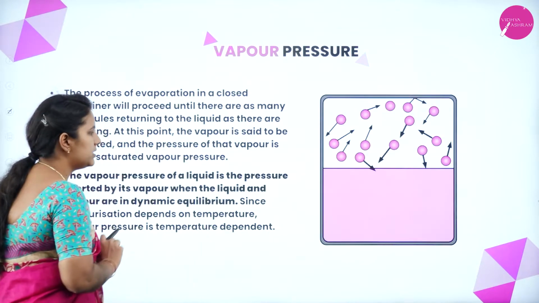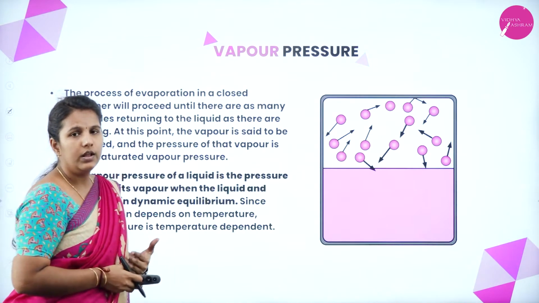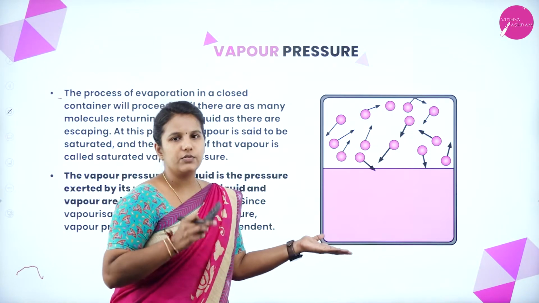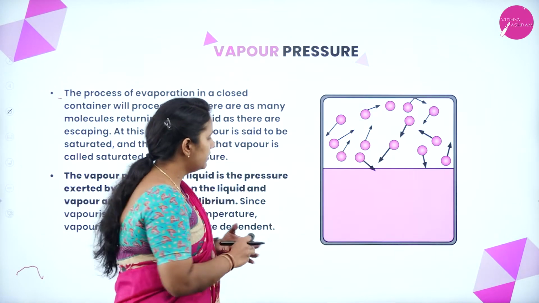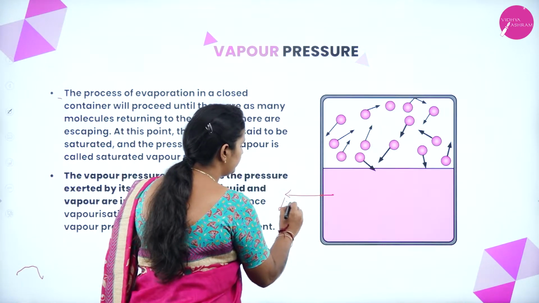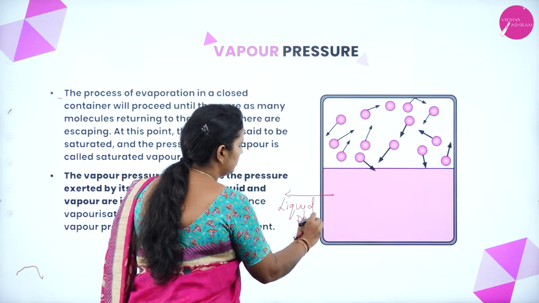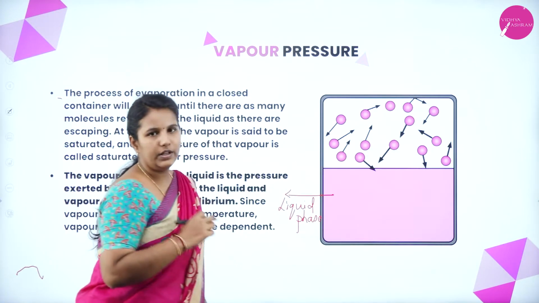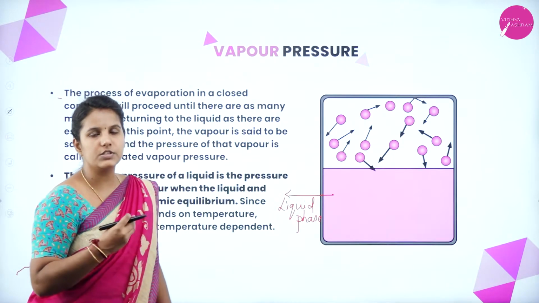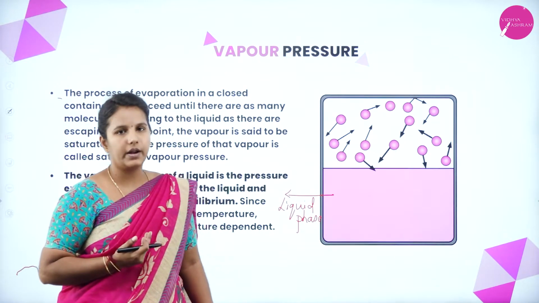To understand this concept, we will first take an example of a liquid. Especially with volatile liquids, imagine this is a liquid in the liquid phase. I have taken the liquid in a closed container. As I told, these liquids are volatile in nature, which means they can easily evaporate.